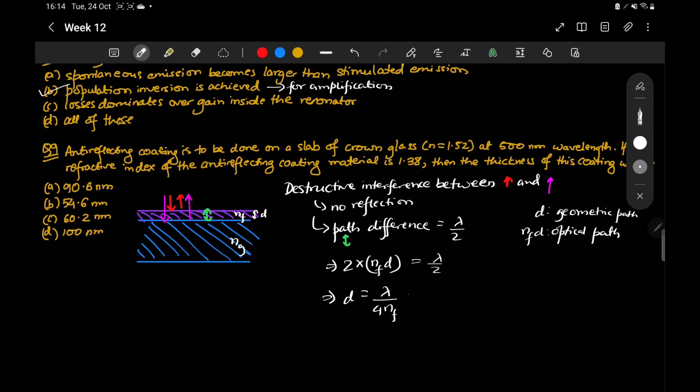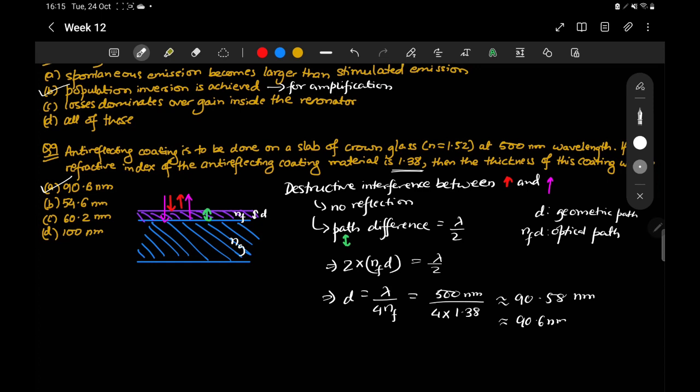Plugging in the values now. Lambda is 500 nanometers. Nf is 1.38. Note that the refractive index of the glass is redundant information over here. So plugging in these values in my calculator gives me roughly 90.58 nanometers, which is approximately 90.6 nanometers. Option A is the correct option.